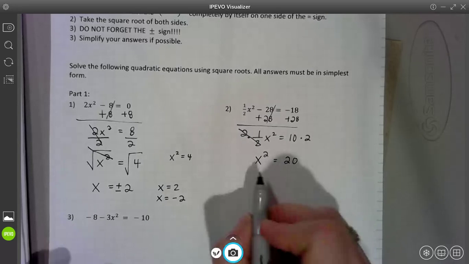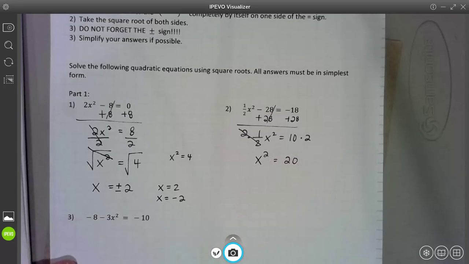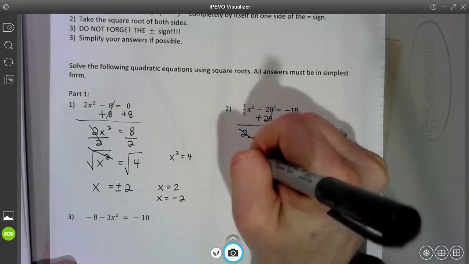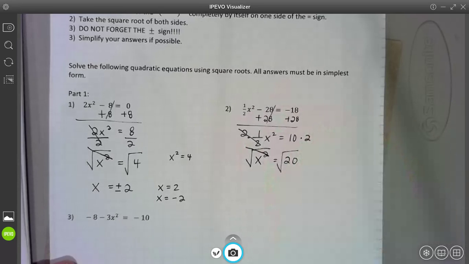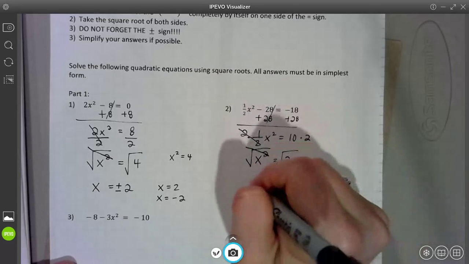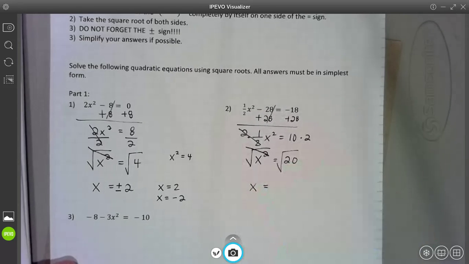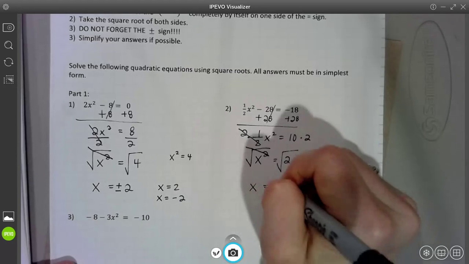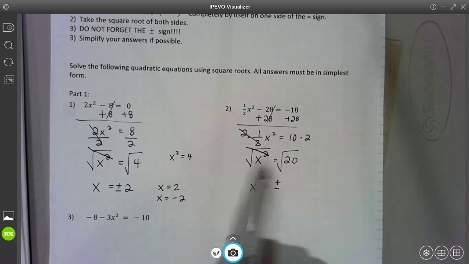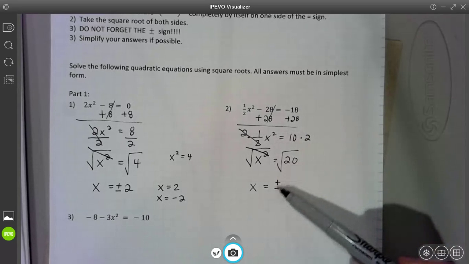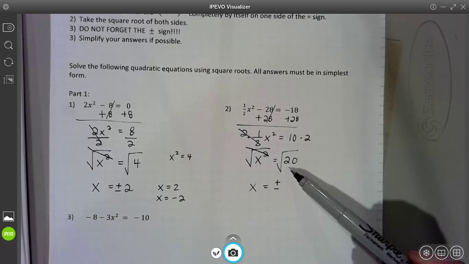All right, well, to find this out, now that we have x squared alone, let's unsquare it. Let's square root both sides. The square root and the square cancel each other out, and they leave me with just x. It's going to equal, guys, two answers, the positive answer and the negative answer. So the minute you take the square root of both sides, you're going to get a plus or minus version of this answer.